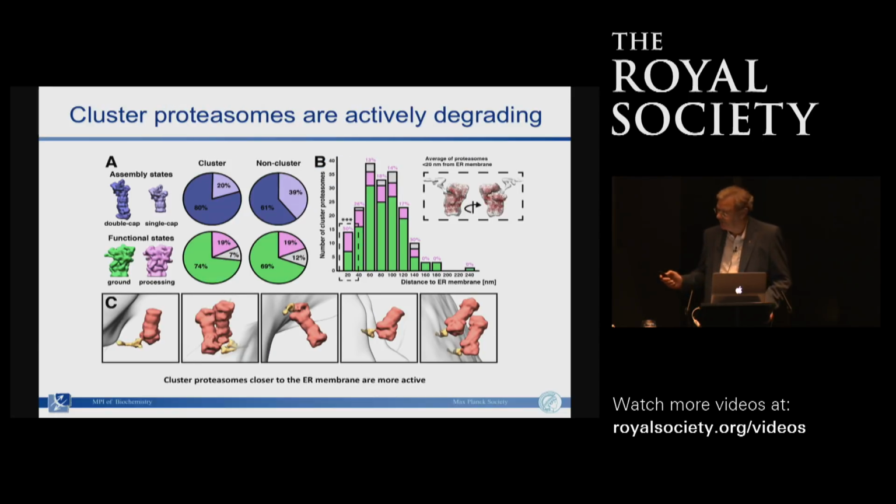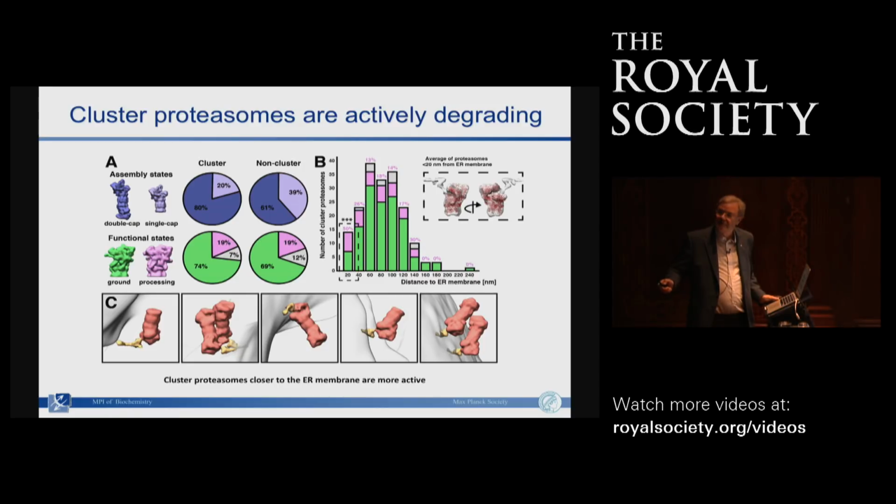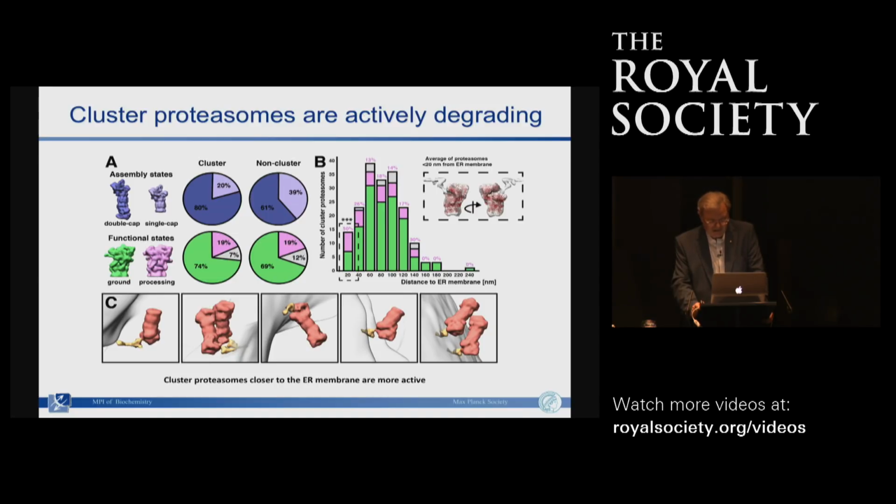Now, again, we can do the analysis a little bit further. Not only assembly states, we can also look at the functional states. It looks at a glance here that with outside clusters or inside clusters, the proportion of those in the substrate processing state is the same. However, if you take a closer look at the proteasomes in immediate vicinity of the ER membrane, then the fraction that is in a substrate processing state is much higher. It's roughly 50%, and a little bit further away, it's still relatively high. And in the remainder, it's about the same level as outside the clusters.